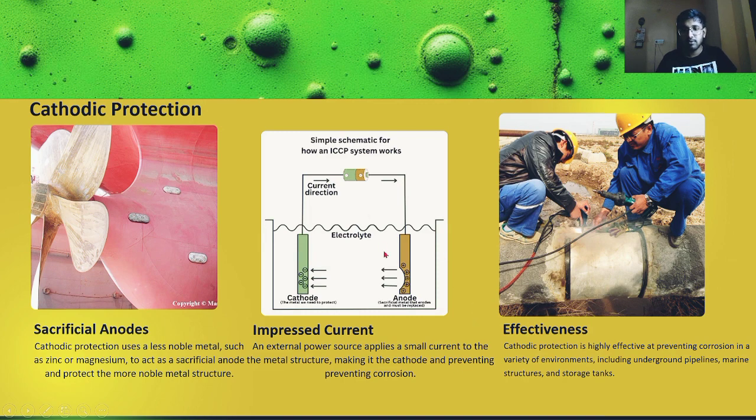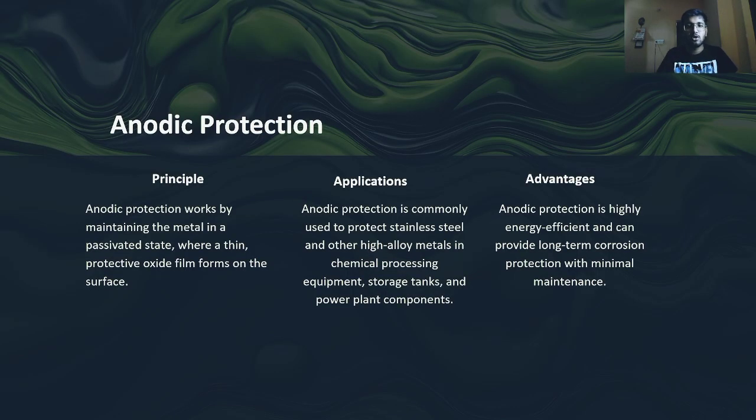Third, we have the effectiveness of cathodic protection, which is highly effective at preventing corrosion in a variety of environments, including underground pipelines, marine structures, and storage tanks. As you can see, there is an underground pipe being repaired so that it does not corrode due to any other reason. Next, we have anodic protection.